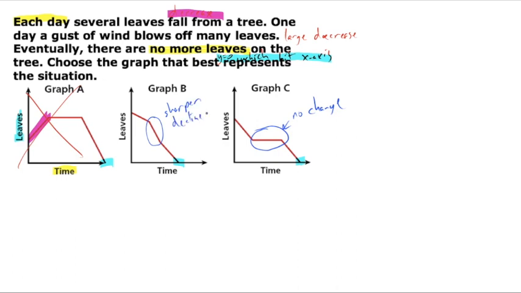My slope is steeper, which means that I'm losing things quicker. So the amount of time is shorter and the amount of leaves is more. I'm losing more leaves in a shorter amount of time. So that could represent the wind. So graph B makes the most sense here.